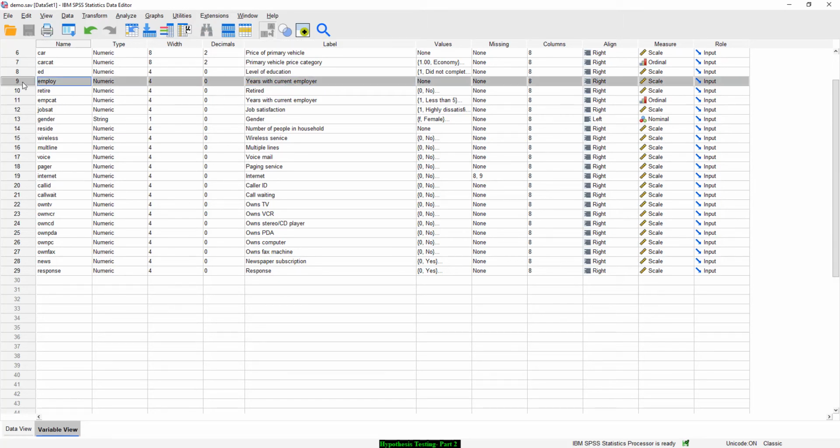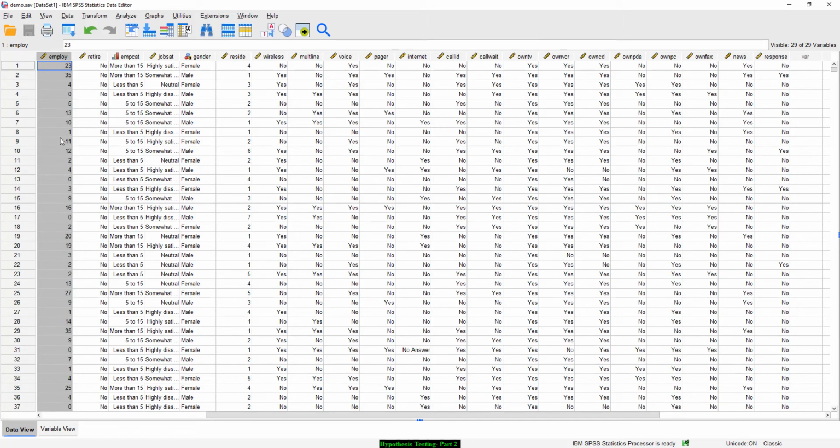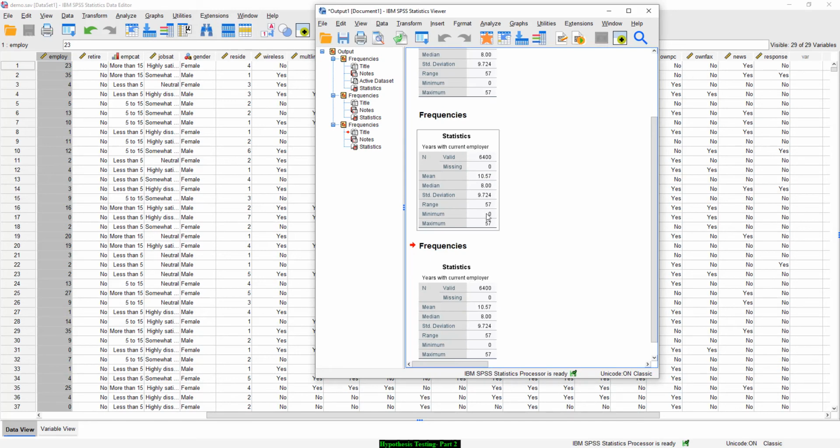Years with current employer is the total number of years. The first respondent spent 23 years with the current employer, this one 35 years, and so on. We want descriptive statistics only, to see the mean and standard deviation. From 6,400 observations there are no missing values. The mean is 10.57 and the standard deviation is 9.724.